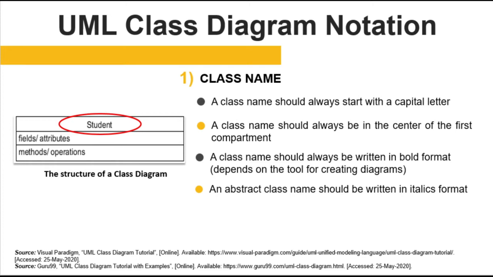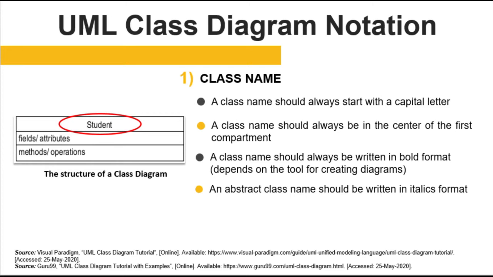A class name should always start with a capital letter. A class name should always be in the center of the first compartment, just like in the given figure. We have Student as the name of the class. A class name should always be written in bold format, depending on the tool for creating diagrams. In our case, we will use the UMLet application, which can be downloaded from Google. An abstract class name should be written in italics format.